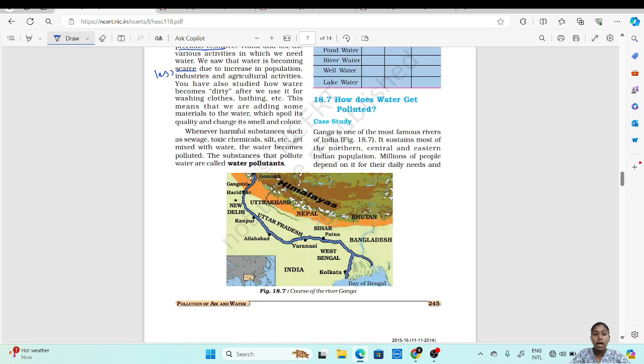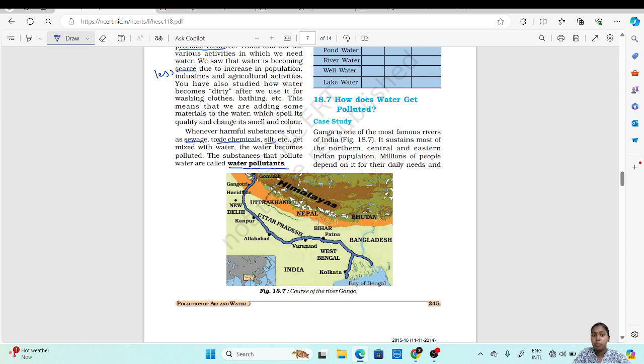So whenever a harmful substance such as sewage, meaning the waste, the home waste which we throw out, toxic chemicals, silt, etc. get mixed with water, the water becomes polluted. These substances that pollute water are called water pollutants. The ones which pollute air are called air pollutants. So what are the water pollutants? These are sewage, toxic chemicals, silt, etc., which are added to and mixed with water.